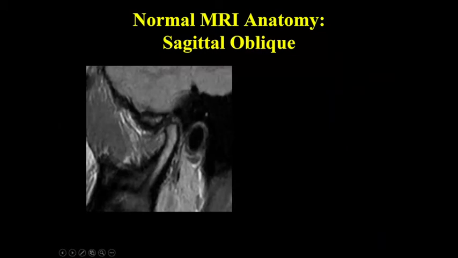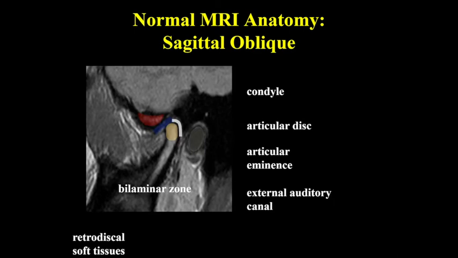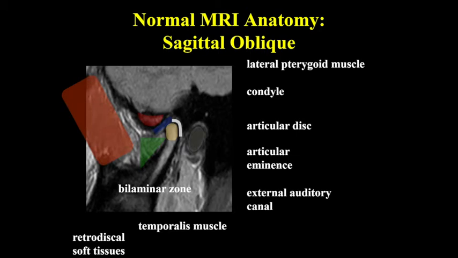Let's look at normal MRI anatomy on our sagittal oblique images. It's important to identify 7 structures. If we start out laterally, here's our external auditory canal, our condyle, our articular eminence, our articular disc or meniscus, our retrodiscal soft tissues or bilaminar zone, our lateral pterygoid muscle, and finally our temporalis muscle.